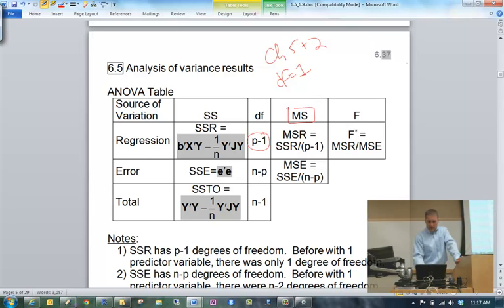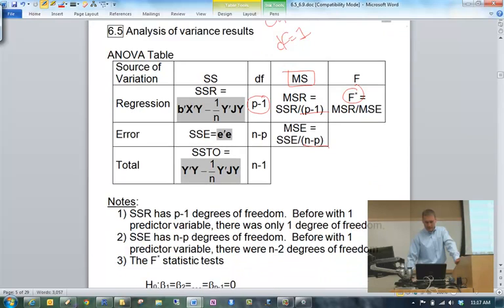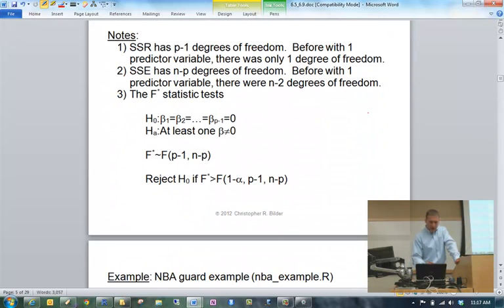Again, for mean square, we would take the sums of squares and divide it by the corresponding degrees of freedom. And we can form an F-test statistic to do some stuff. Take MSR divided by MSE. Here's what the F-test statistic tests. Remember, back in chapter 2, I said the F-test is going to give you exactly the same result as a t-test when you have one predictor variable. Now that we have more than one predictor variable, that no longer happens.